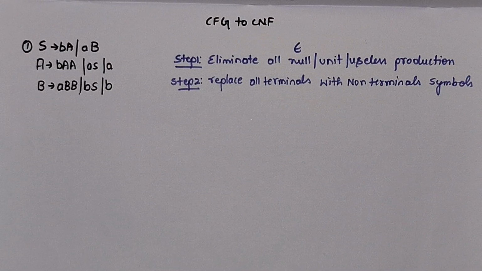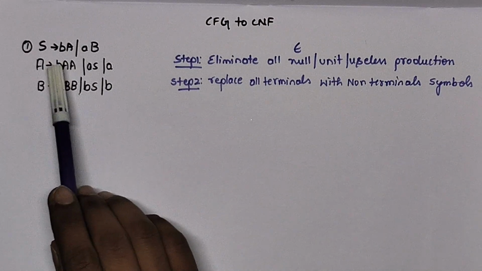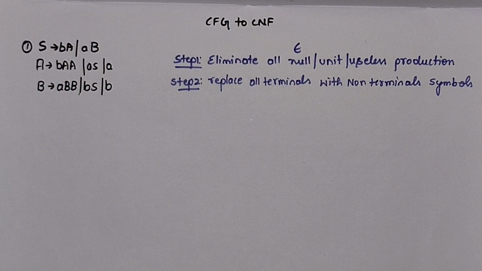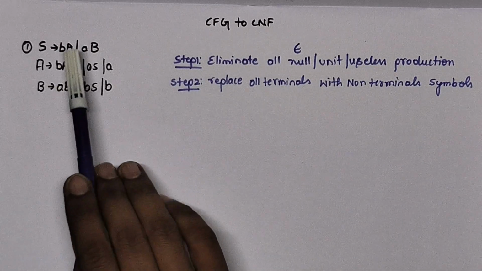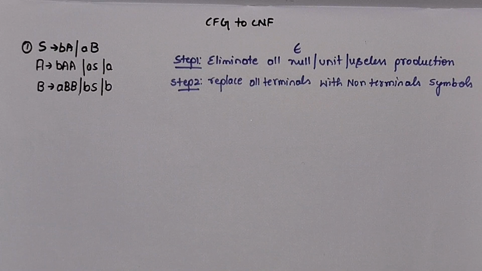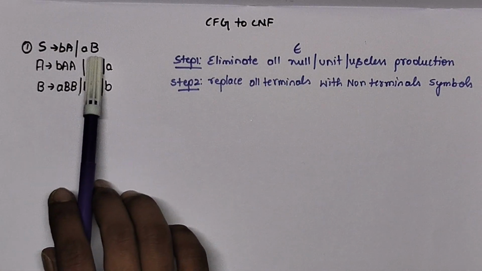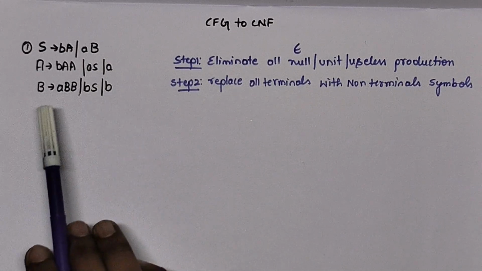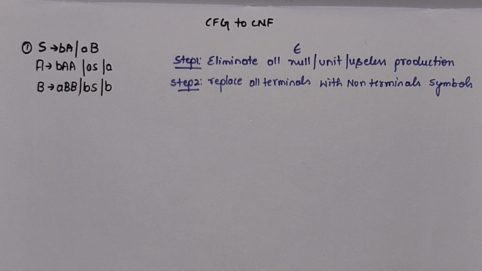Now let's see the unit production. Unit production means in the right hand side of all the productions given in the question, there must be no capital letter, that is, a non-terminal should not be a separate single production. If you see here, there is a combination of capital letter and small letter, but there is no separate production which has only capital letters. So you can conclude that unit production is also not there.